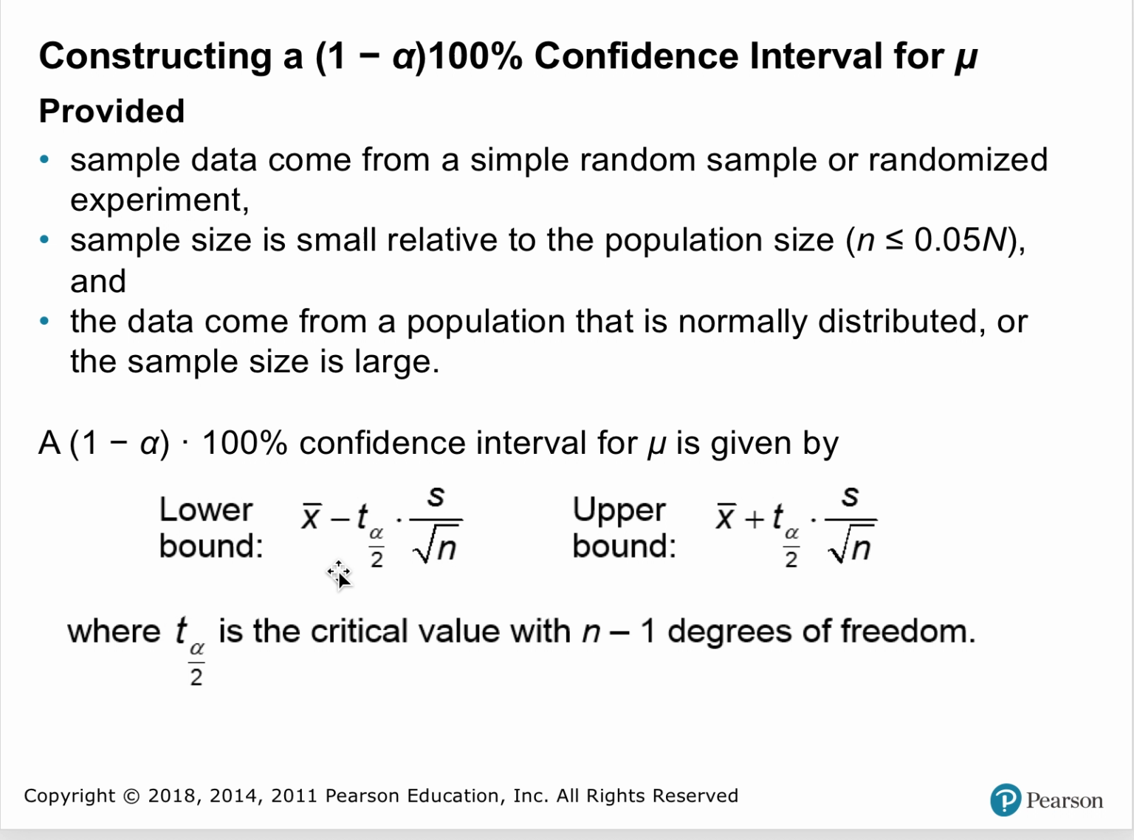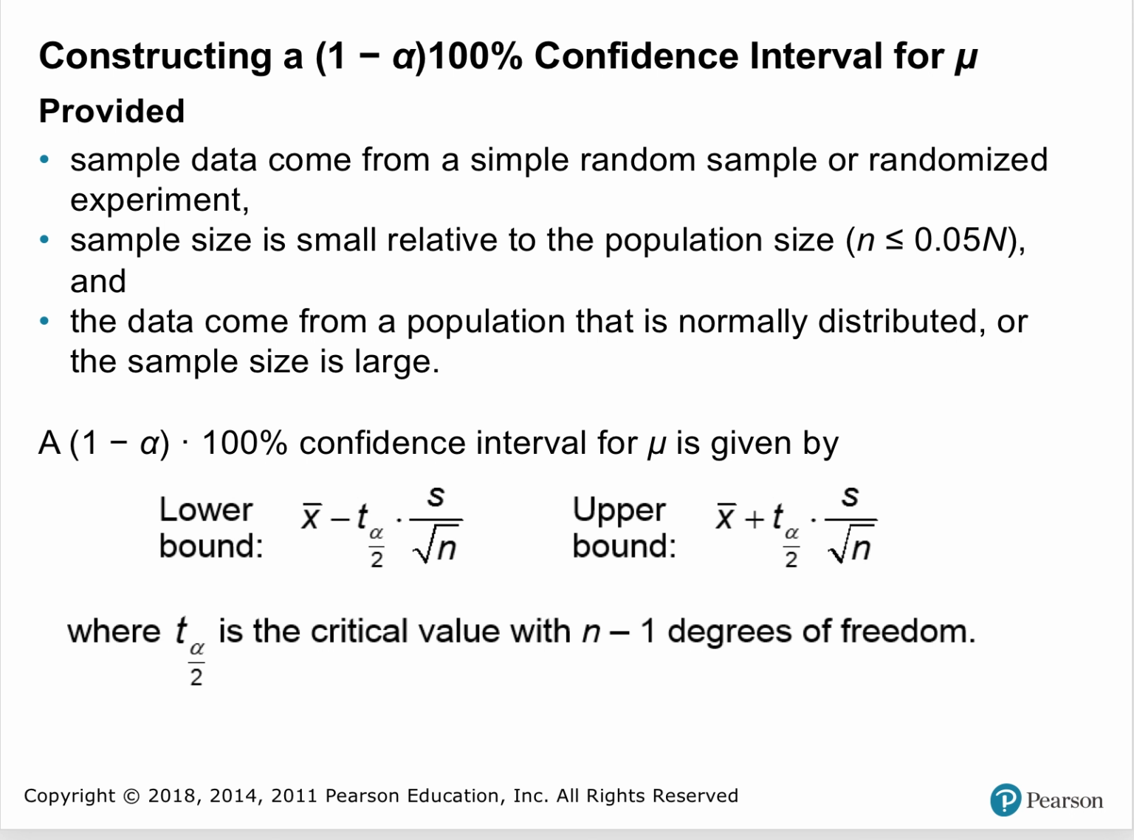Okay, we're now ready to construct a confidence interval for a population mean. So, sample data come from a simple random sample or randomized experiment. Sample size is small relative to the population size. We still need our sample size to be less than or equal to 5% of the population size. And the data come from a population that is normally distributed or the sample size is large. Then, right, same conditions as before. Then our confidence interval for mu is given by this.